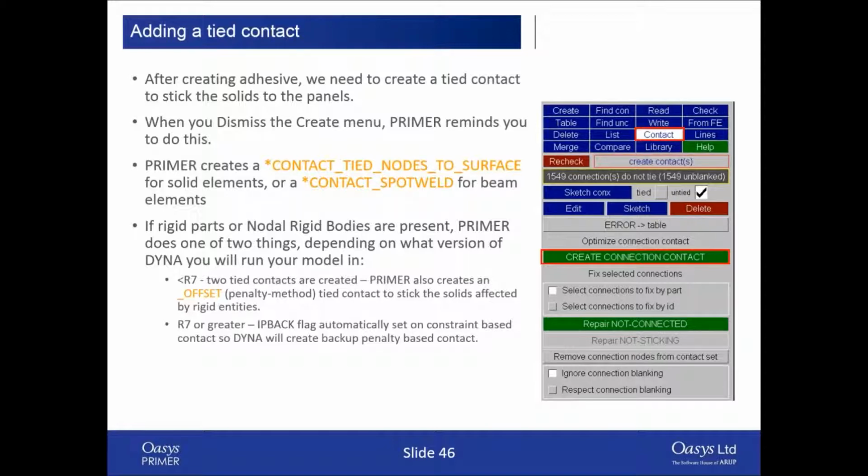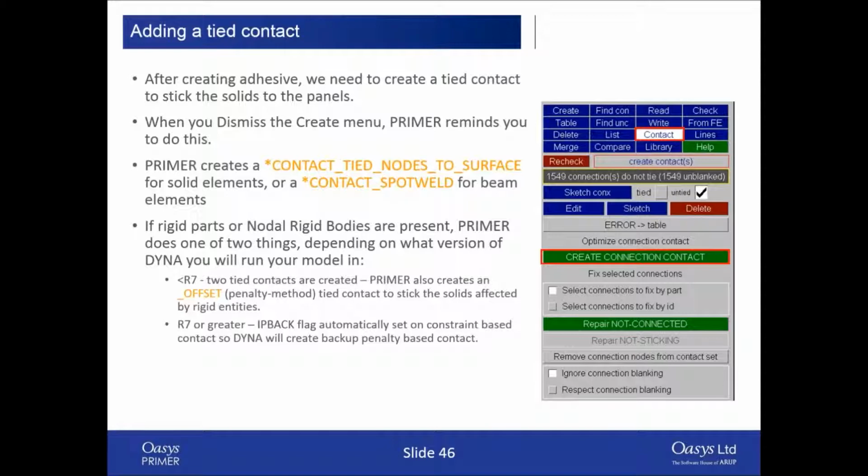But you can fix that with Primer. So basically, clicking on the create connection contact here, Primer will automatically create the required contacts for you, creating a slightly different contact for solid elements and beam elements. But once they're created, to sort out this constrained clash problem, it will do one of two things.